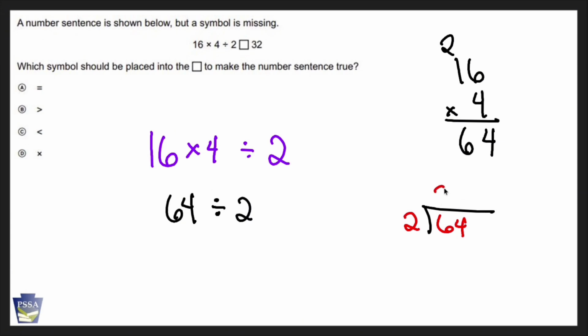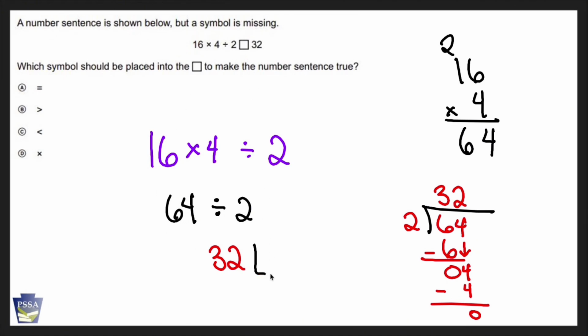2 goes into 6 3 times. 3 times 2 is 6. Subtract and you get nothing. Drop down the 4. 2 goes into 4 2 times. 2 times 2 is 4. Subtract and a remainder of 0. So 64 divided by 2 is 32. So if I were to rewrite this all out, I get 32, then we have that box, and then we have 32. Well, 32 is 32, so we are going to use the equal sign, which means the answer is A.